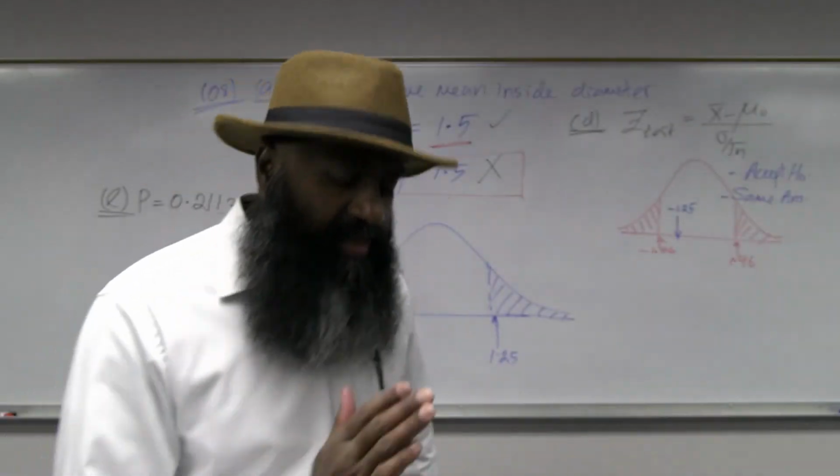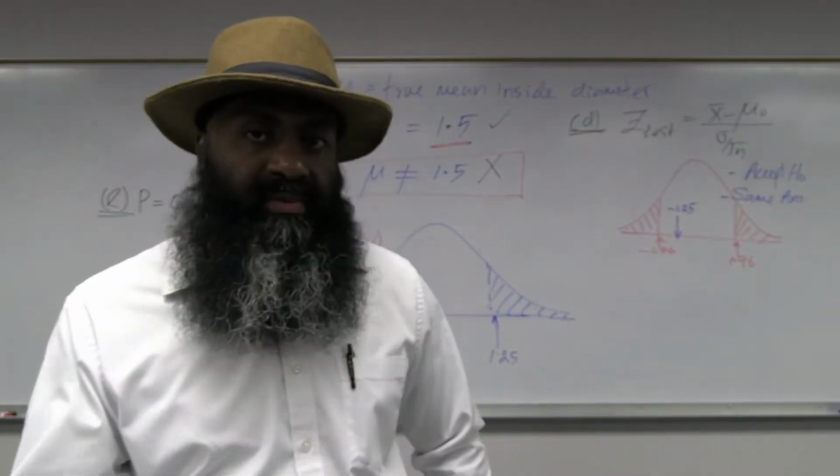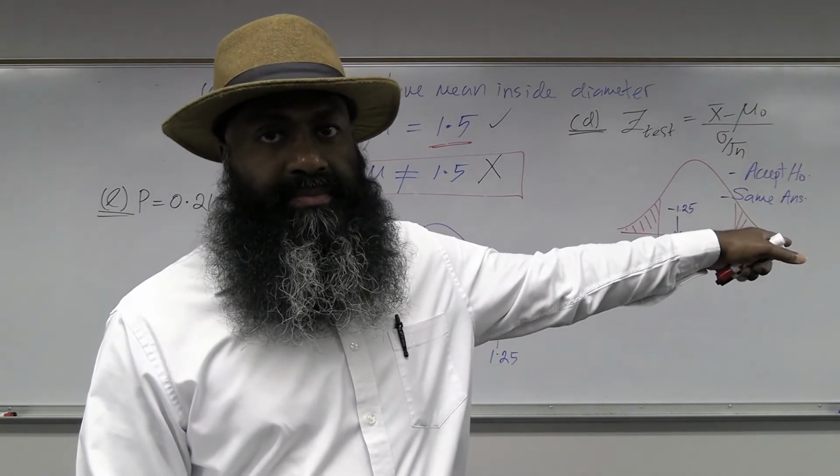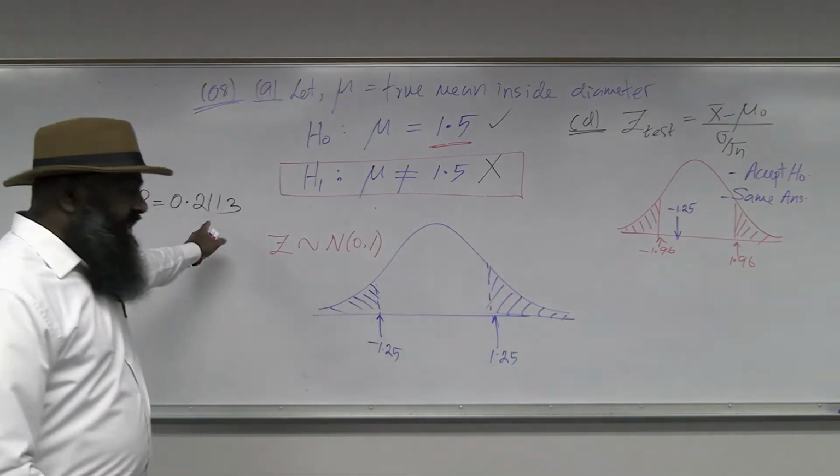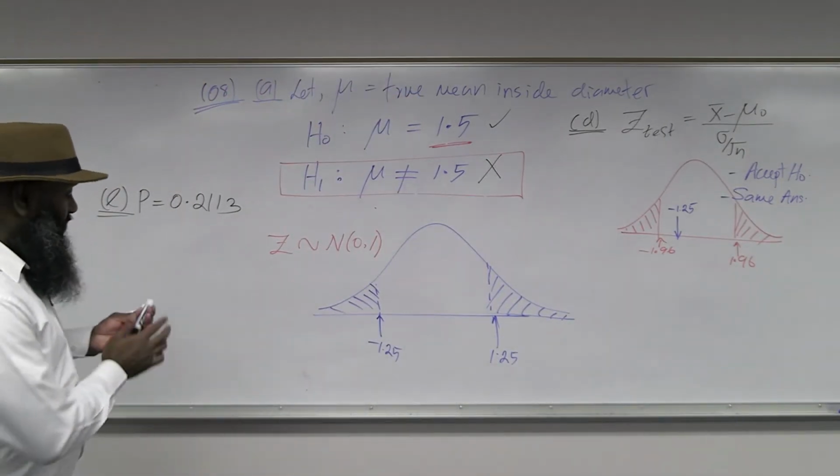So what's the test procedure for p-value? We said, if your p-value is lesser than alpha, reject your null hypothesis. Now in this case, it is not lesser than alpha. In fact, it is larger than alpha.